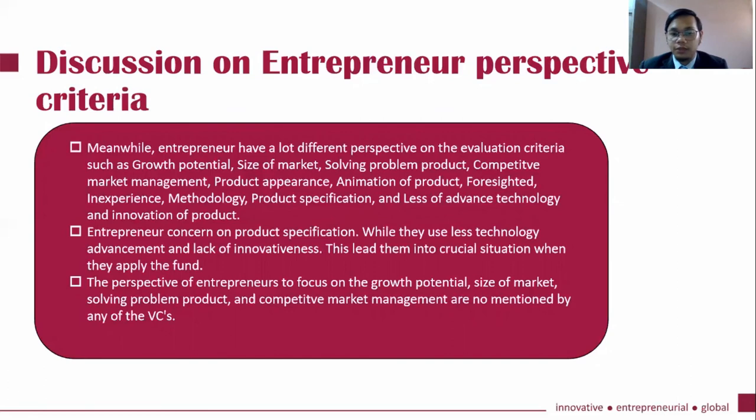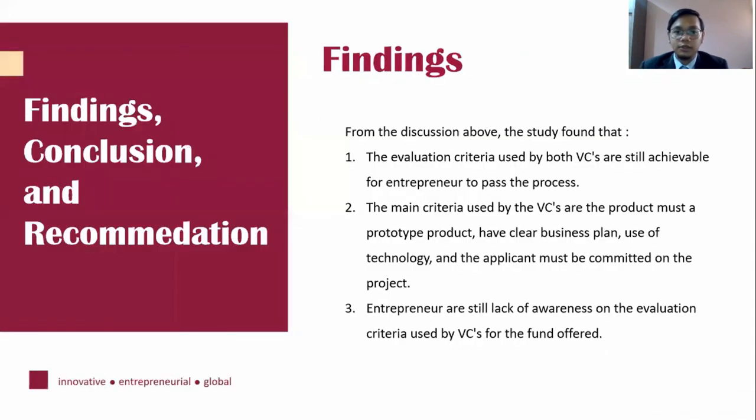The entrepreneur perspective focuses on growth potential, size of market, solving problem product, and competitive market management, which were not mentioned by any of the venture capital respondents. So the finding from the discussion above is that the study finds the evaluation criteria used by both venture capitals are still achievable for entrepreneurs to pass the process. The second one is that the main criteria used by venture capital are that the product must have a prototype, a clear business plan, a use of technology, either advanced or current, and the applicant must be committed to the project. The last finding is that entrepreneurs still lack awareness of the evaluation criteria used by venture capital for the fund offer.